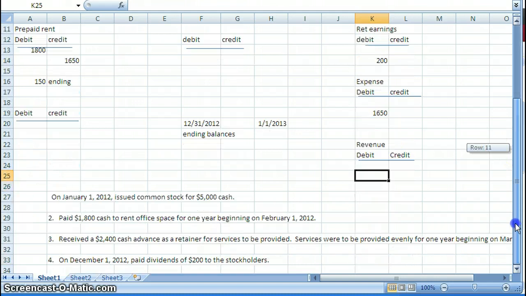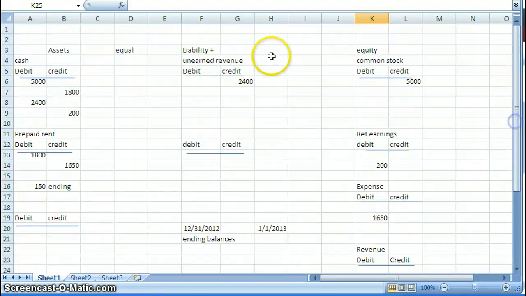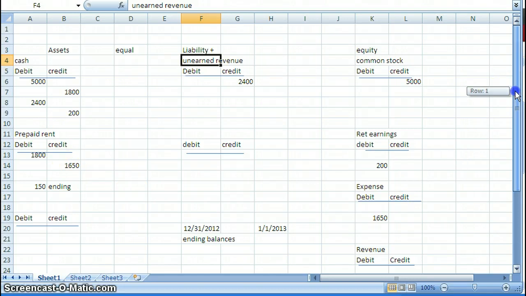You've been paid for 12 months up front, and also try to figure out going into 2013 what the unearned revenue balance is going to be. So you're going to do an adjusting entry for unearned revenue. I've done the first one for you, and you're going to do the second one. You should be good to go.